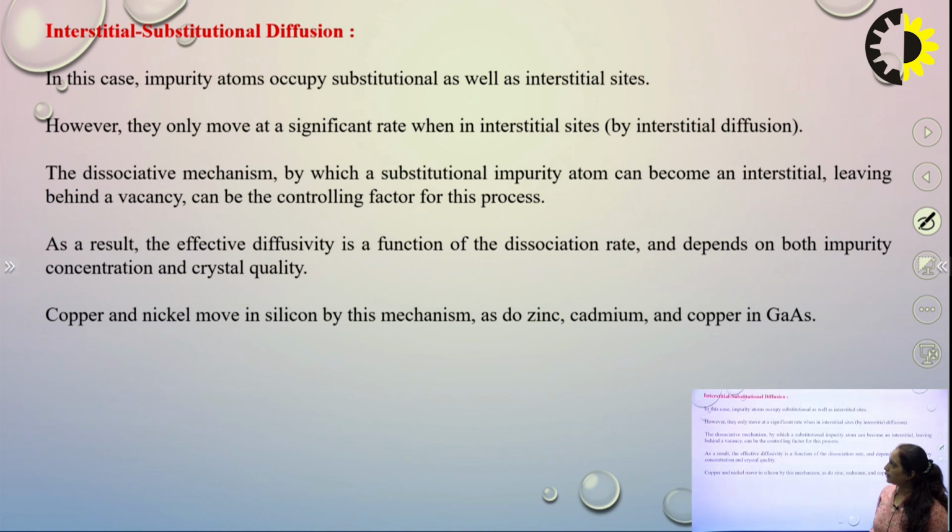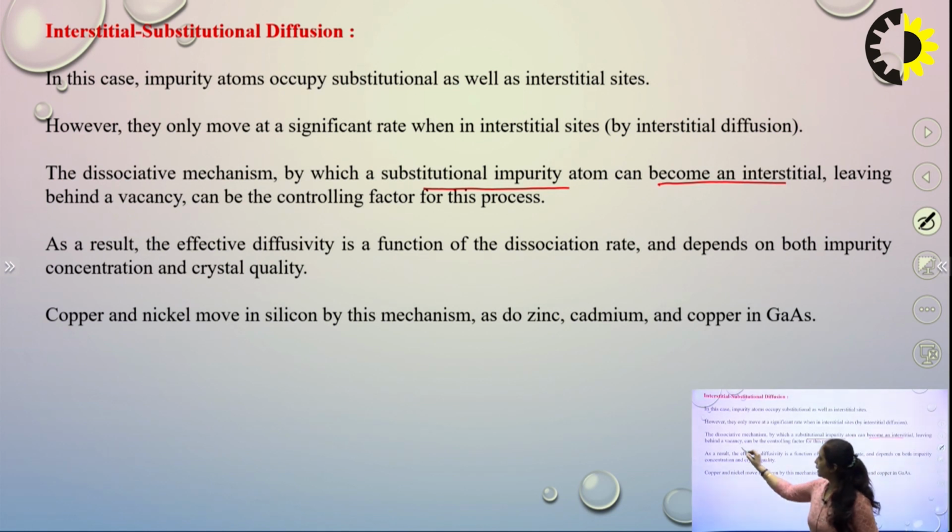Next, we can have the interstitial-substitutional diffusion. In this case, the atom occupies substitutional as well as interstitial sites. However, they only move at a significant rate when the interstitial site is used. The dissociative mechanism is one by which the substitutional impurity atom can become an interstitial by leaving behind a vacancy.